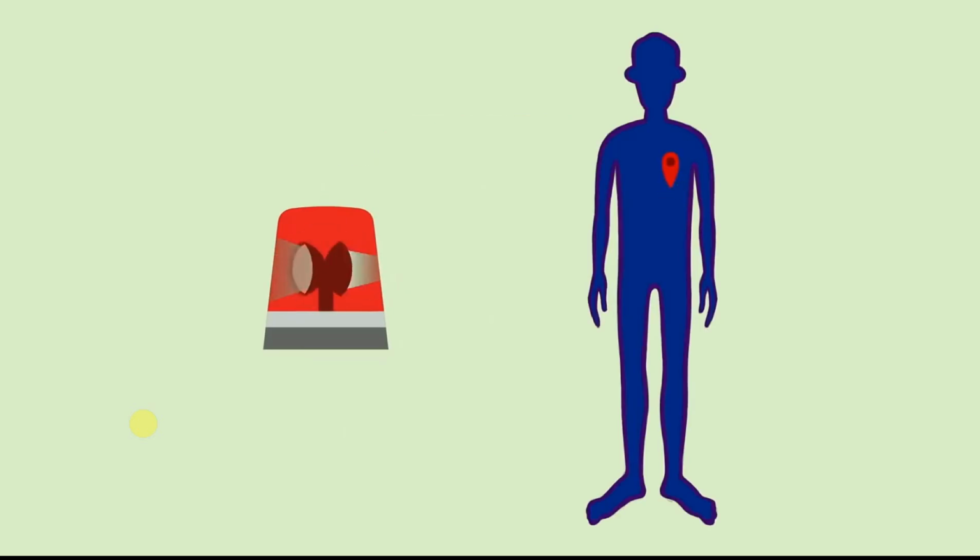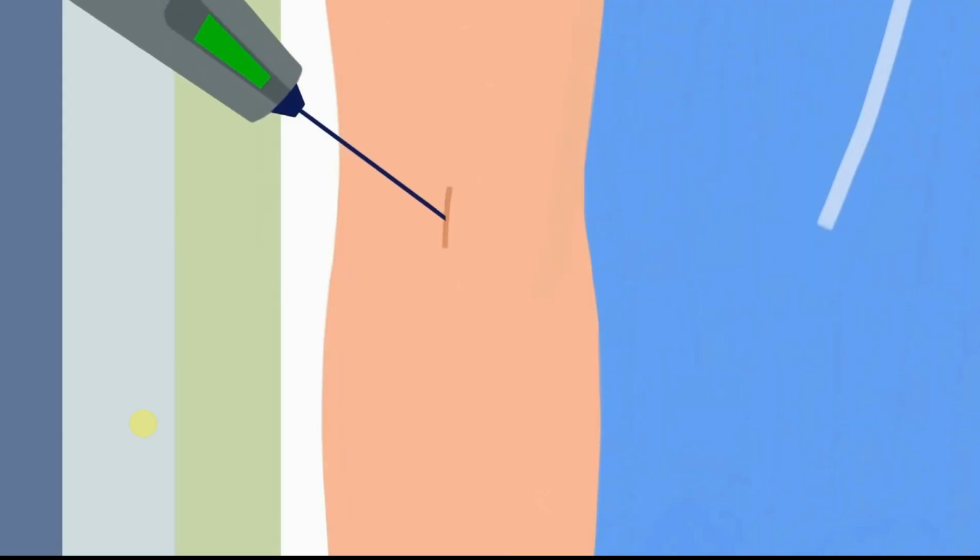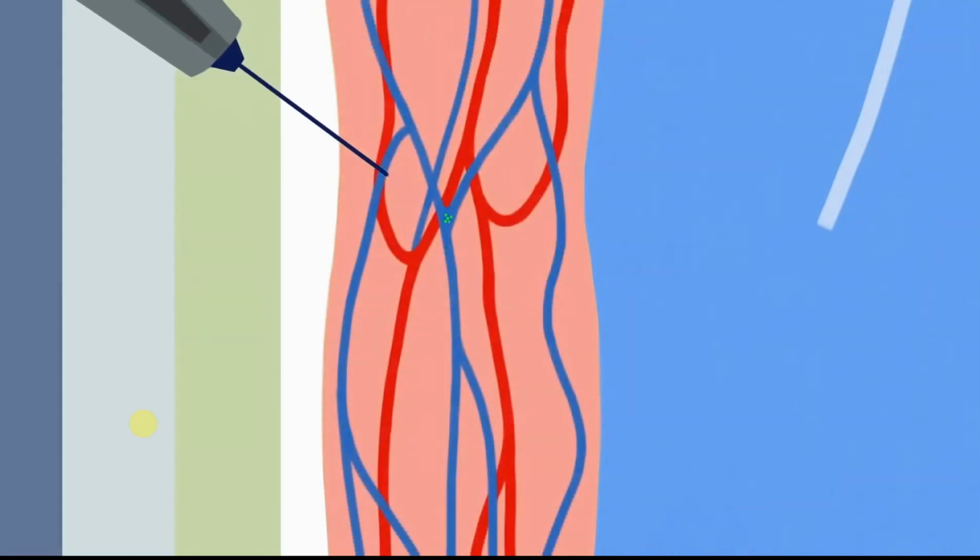FDG is a common one because the rate at which cells consume glucose can signal the presence of cancer, the location of an infection, or the slowing brain function of dementia. The FDG is now ready for the patient's scan.